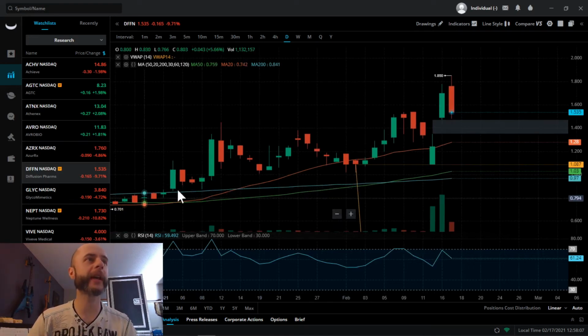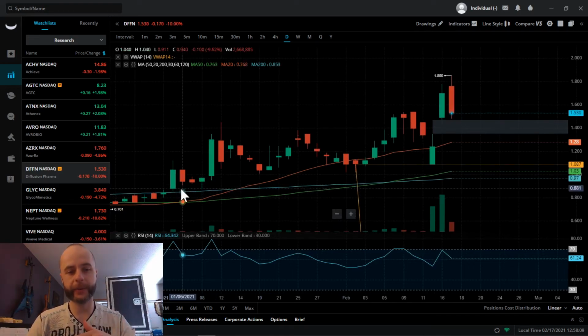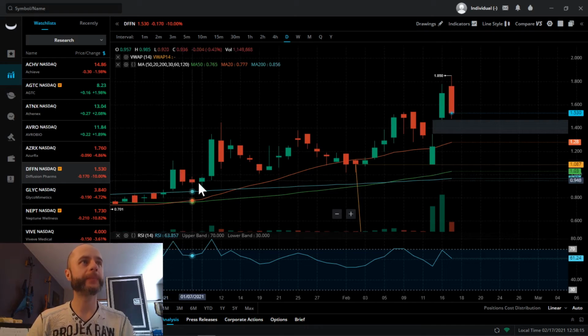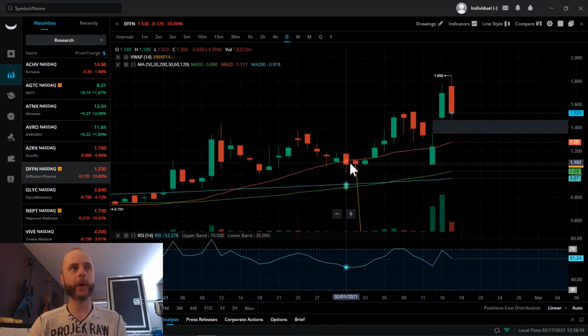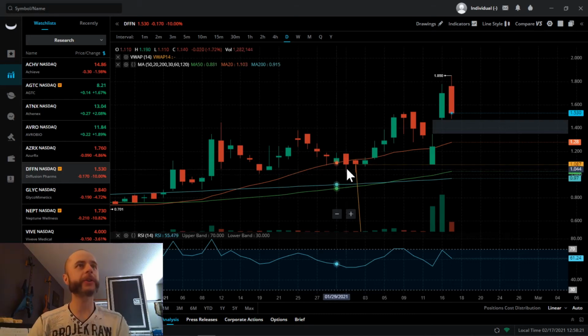Reversal. What am I trying to catch again? I'm trying to catch the bottom of a down move before it turns up. That's what this video is about. So we've got move up, move down, move up, move down, move up, move down. I've been eyeballing this one for a while, and I saw it start to level out here.